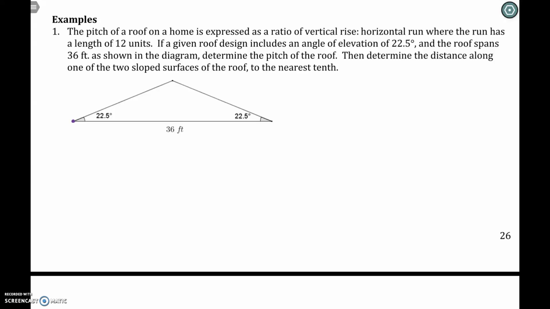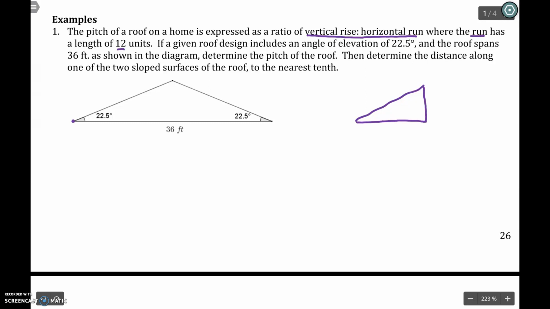In example 1, the pitch of a roof of a home is expressed as a ratio of vertical rise to horizontal run, where the run has a length of 12 units. So if we think about that as slope, basically we're doing rise over run. The run is the horizontal distance. So if we're talking about how much a roof is pitched, the run part is 12.